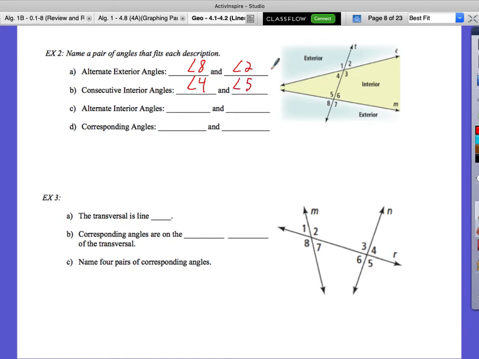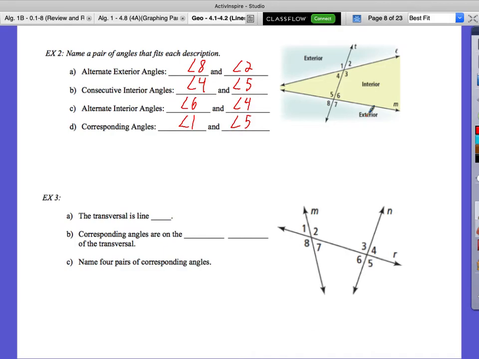Somebody give me a pair of alternate interior angles. 6 and 4, great. Is that the only pair that would have worked? No, we could have done 5 and 3. Corresponding angles. There are 4 different things that could have worked. I heard like 5 different things. 1 and 5 could work. 4 and 8 could work. 2 and 6 could work. 3 and 7 could work.